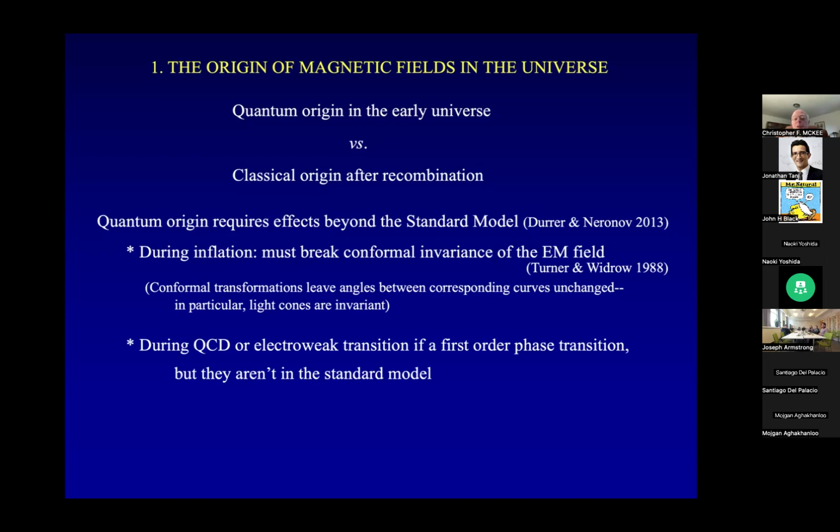So it's interesting that this was a very early paper by Mike Turner and Widrow in '88. And they pointed out that there are a lot of things that are not conformally invariant. On the other hand, I would think that preserving light cones is very important. Anyway, so we'll have to wait for advances in theory in order to see whether this holds up or not. Now, another possibility is that later on, during the QCD or electroweak transition, if it is a first order phase transition, but again, in the standard model, they're not.